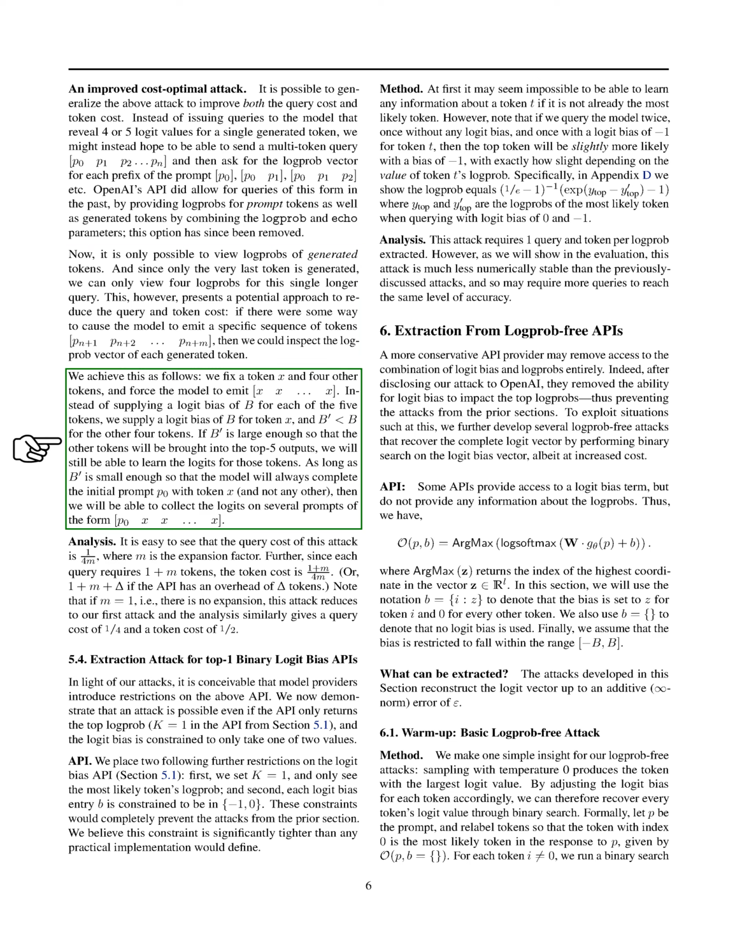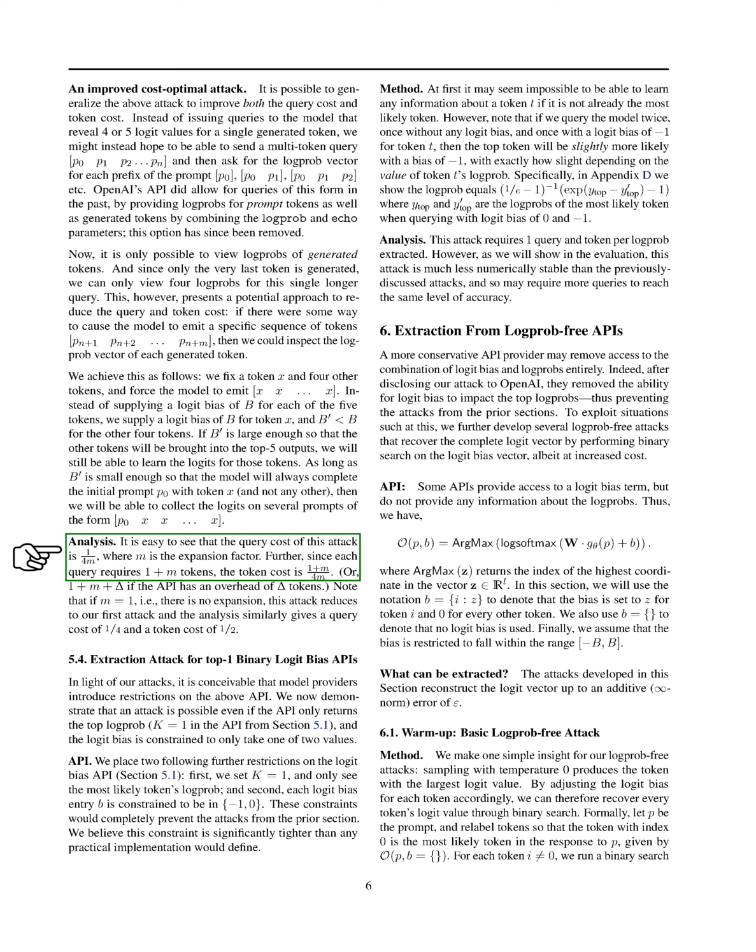To achieve this, we fix a token X and 4 other tokens and make the model emit X, X, X. Instead of giving a logit bias of B for all 5 tokens, we provide a logit bias of B for token X and B' less than B for the other 4 tokens. If B' is large enough to bring the other tokens into the TOP5 outputs, we can learn the logits for those tokens. As long as B is small enough for the model to always complete the initial prompt P_0 with token X, we can collect the logits for prompts like P_0, X, X, X.